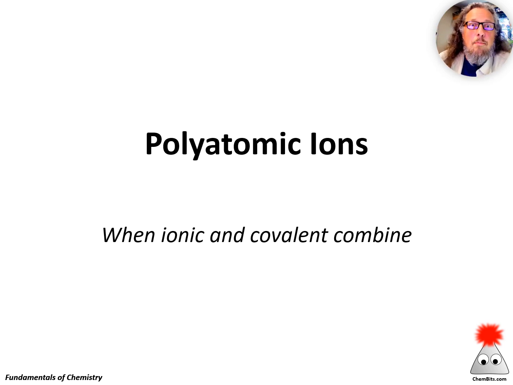In addition to many of the monoatomic ions that we've worked with on the periodic table, another big class of ions that we're going to come across repeatedly over and over and over again are the polyatomic ions. So polyatomic ions are kind of an interesting class of things that have both ionic and covalent interactions happening at the same time.